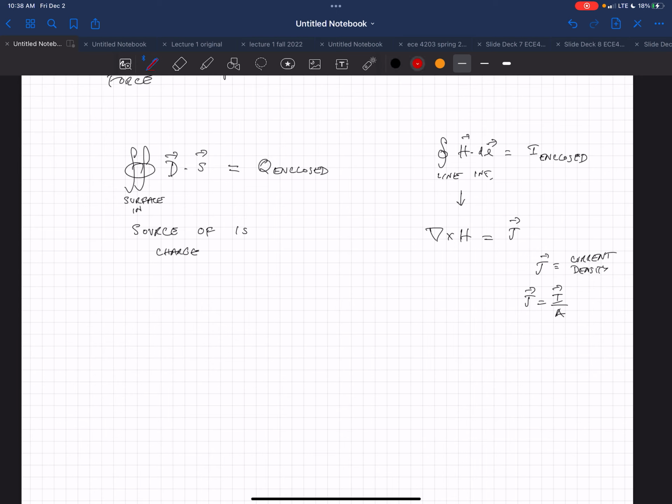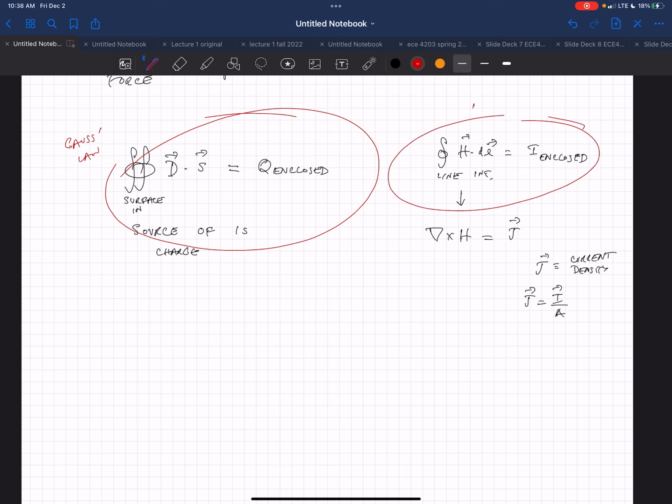By the way, I don't know if you guys remember this stuff, but this is called Gauss's law. I guess this is called Ampere's law. Another way to look at it is that sometimes they talk about rho, which is the charge density.